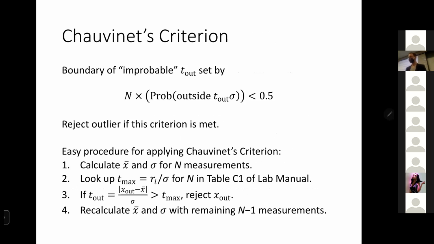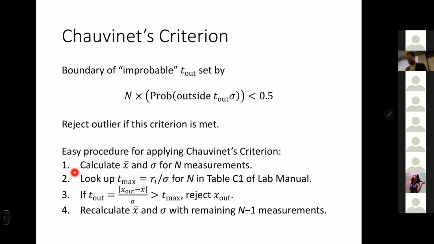Okay, so the criterion that you can use to determine whether to get rid of the outlier is called Chauvenet's Criterion. Basically, the criterion is such that if you take the number of measurements times the probability of having a measurement be more than T out standard deviations away from the mean, if the expression on the left side of this inequality is less than 0.5, then we say that this outlier would be improbable to have in a set of n measurements, and we should reject the outlier. That's basically how this criterion works.